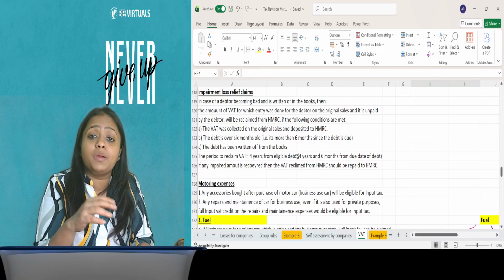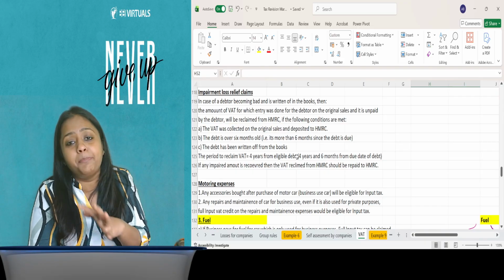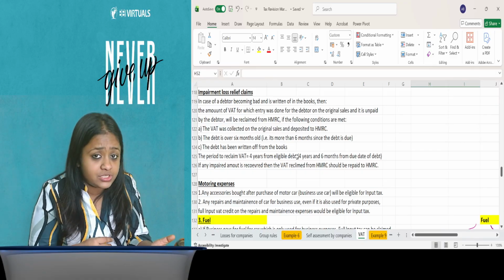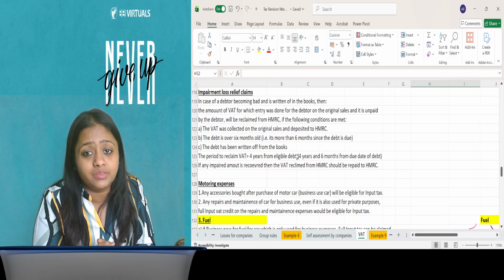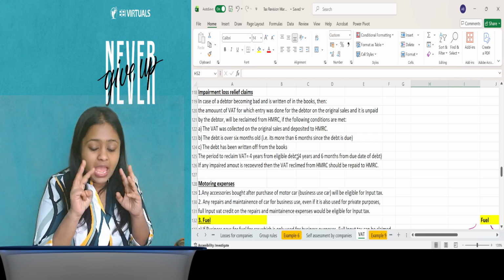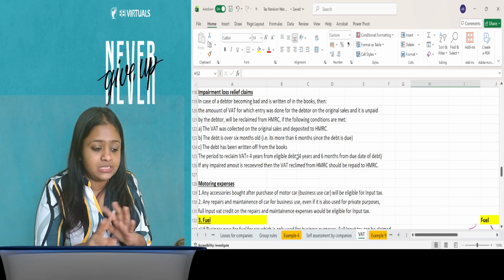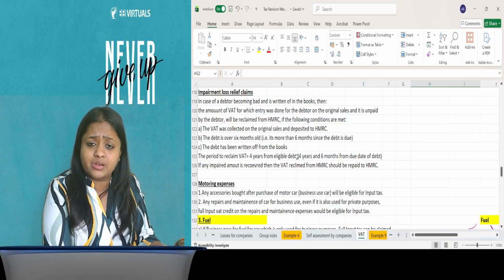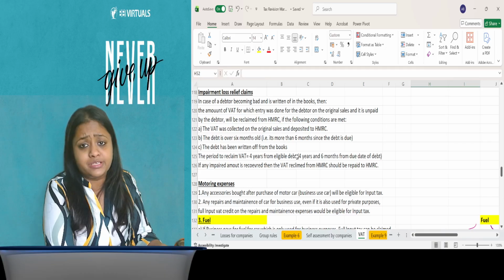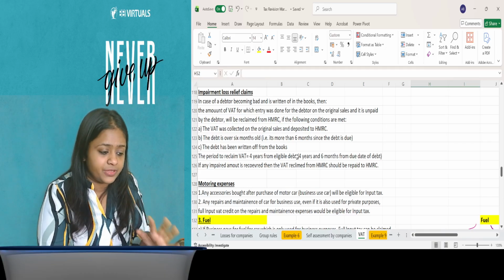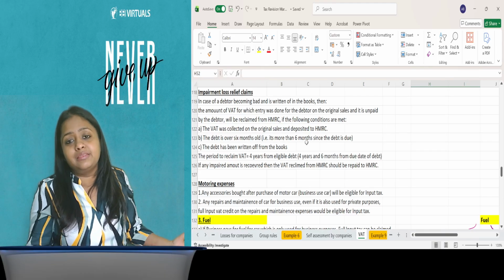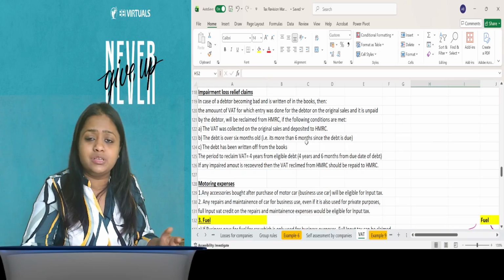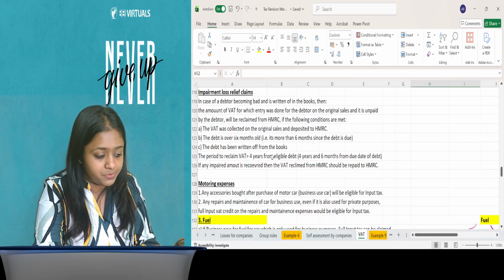Only when it is overdue by more than 6 months, only then can impairment losses be written off and the output VAT will be reversed. So you will get input VAT credit on that impairment loss. Got it? So these are the two conditions that are important to be noted. And of course, at the time of the initial transaction, VAT was collected and deposited to HMRC. Done? Clear? Now, if subsequently the impairment loss is no longer there because bad debts are recovered, then again you will charge output VAT and deposit it to HMRC.